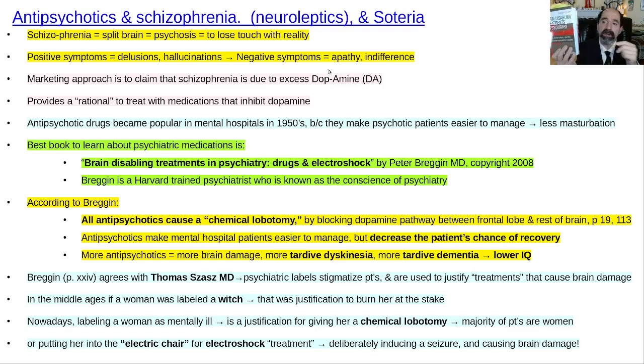So I'm just saying, if you need to look up something about a neuropsychopharmaceutical, this is a good book, Brain Disabling Treatments in Psychiatry by Peter Breggin.